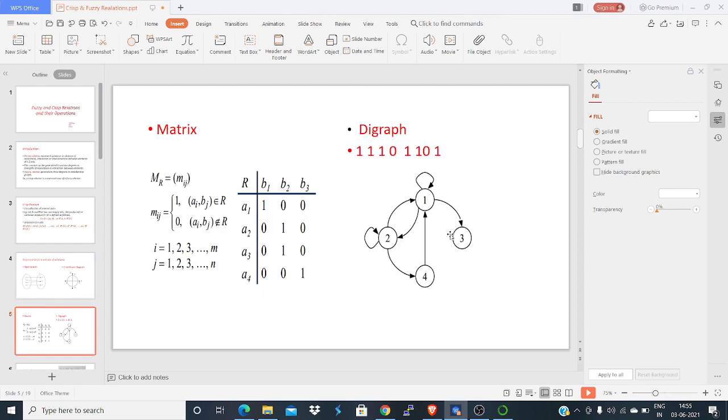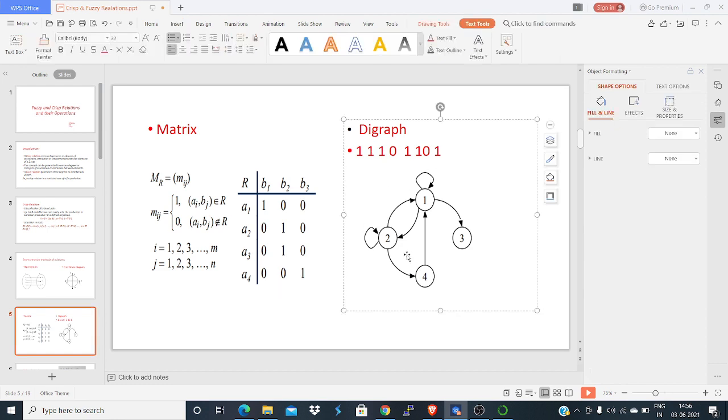Next, for matrix, for crisp, it is either 1 or 0. If the values of A and B satisfy the relation, then it is 1. If they don't, then it's a 0. Based on this, we can say that A1 and B1 are satisfying, so it's a 1. A2 and B1 are not. A3 and B1 are not. A4 and B1 are not.